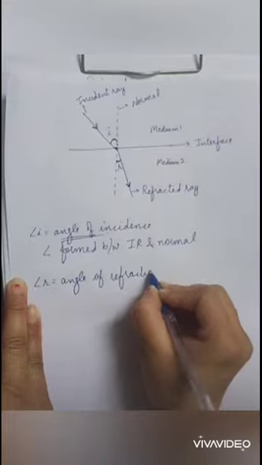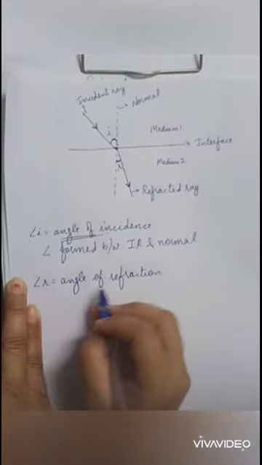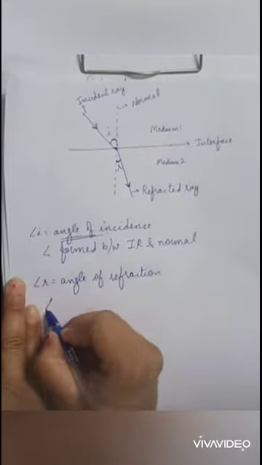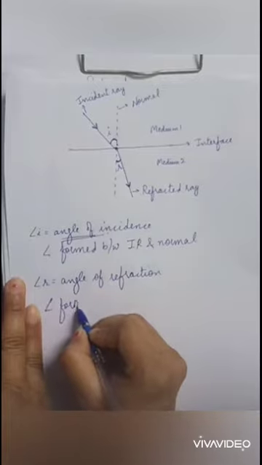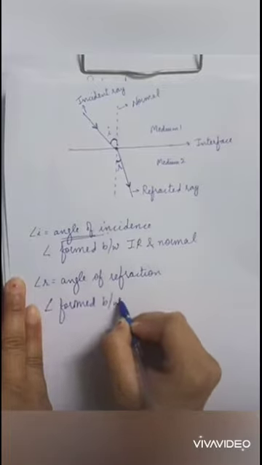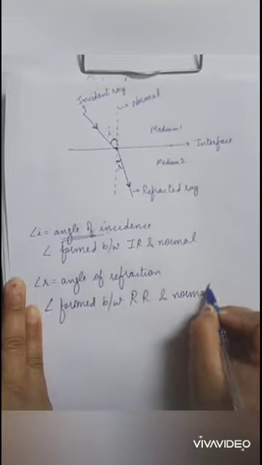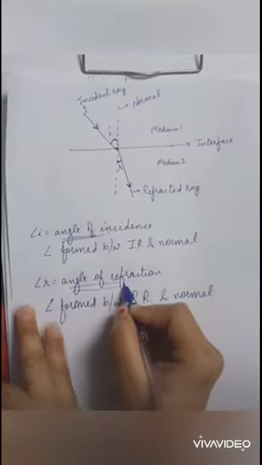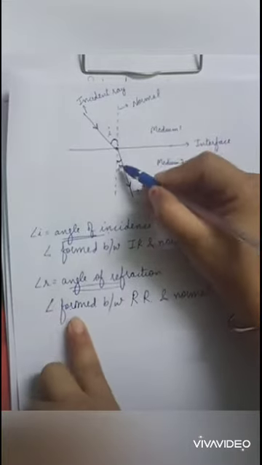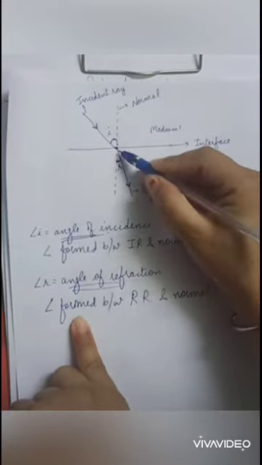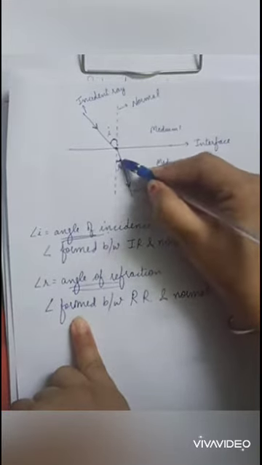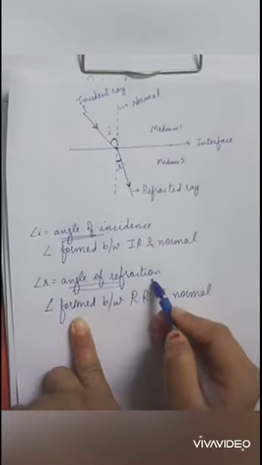So how can you define the angle of refraction? You can define the angle of refraction as the angle formed between the refracted ray and the normal. The angle formed between the refracted ray and the normal is known as the angle of refraction.